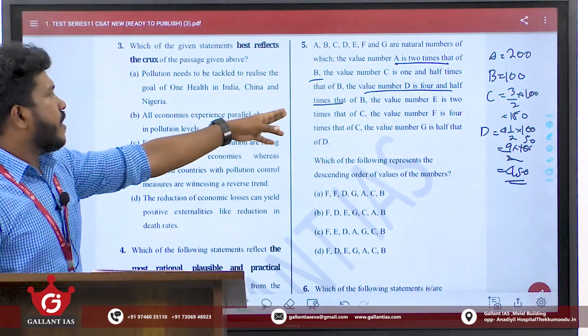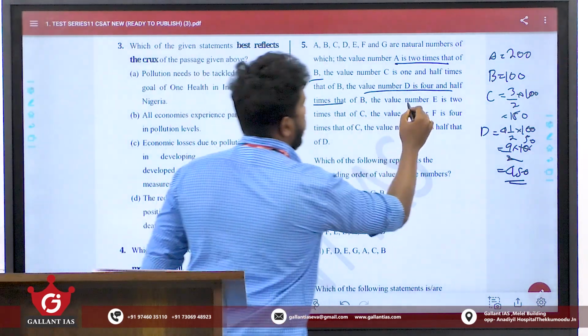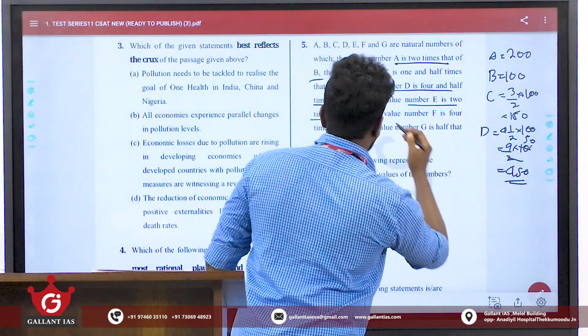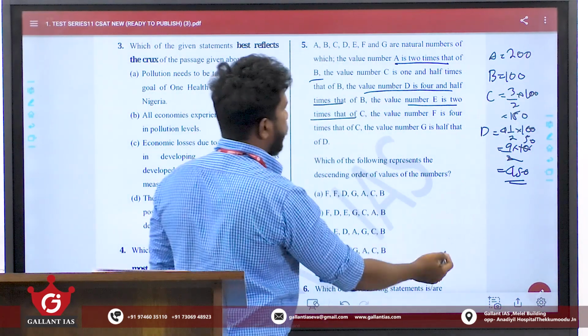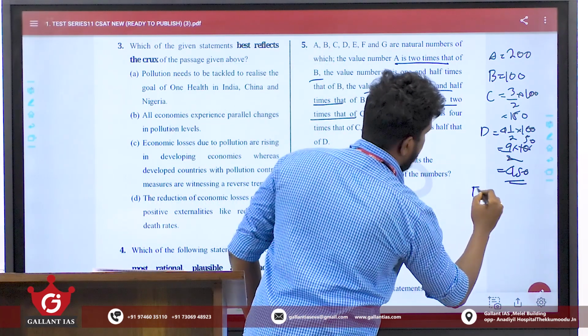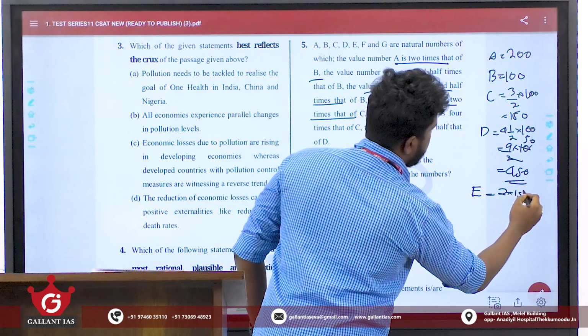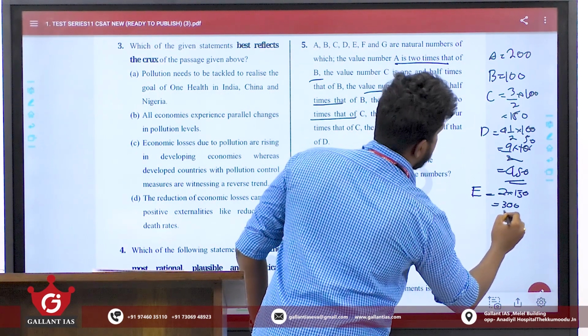The value of E is 2 times that of C. C is 150, so the value of E will be 2 into 150, which is 300. The value of E is 300.